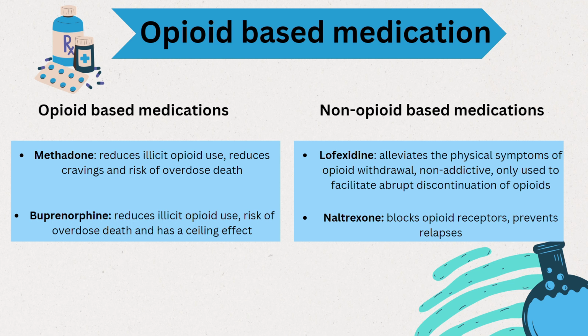Thirdly, we have lofexidine. This is an alpha-2 adrenergic agonist. This mitigates physical symptoms of withdrawal by calming the body's response to stress and anxiety. Lastly, we have naltrexone, an opioid antagonist. This blocks opioid receptors, preventing the effects of opioids and reducing cravings.